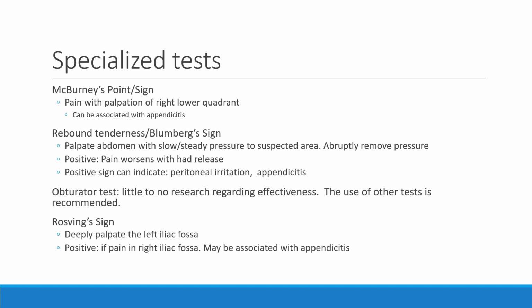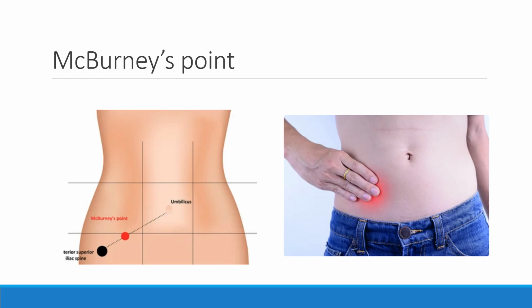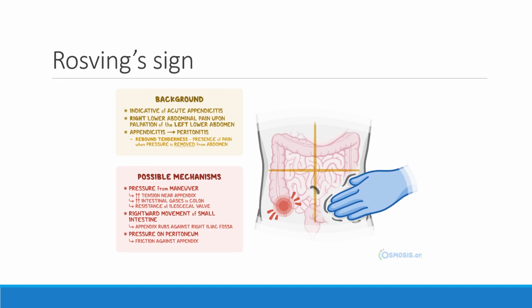The obturator sign or test is discussed online. However, there is no great research showing its effectiveness, so it's recommended that you use other testing. We're not even going to discuss that further. We have Rovsing's sign, which is deeply palpate the left iliac fossa, and it's positive if you have pain in the right iliac fossa, and that may be associated with appendicitis. This shows McBurney's point and Rovsing's sign.